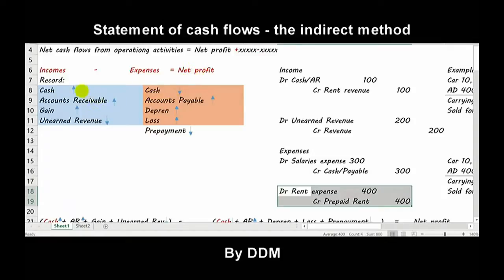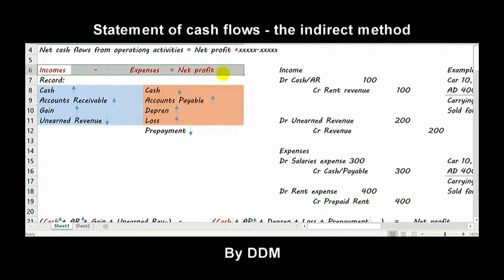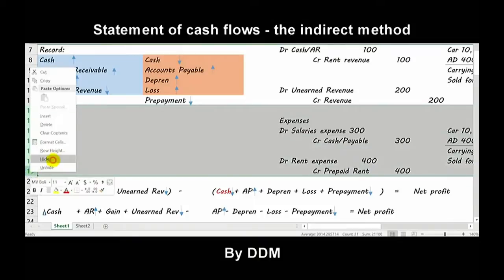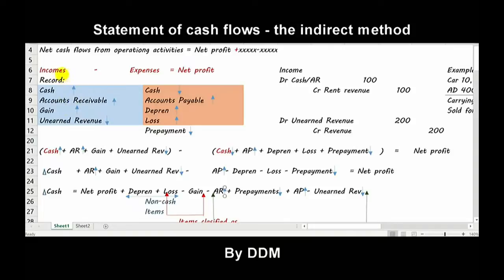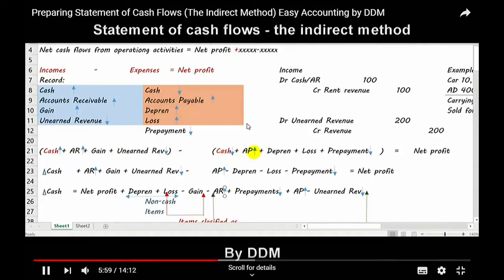Next step is we can substitute these items and these items into this magical equation. Let's hide these for now. So after we substitute these items into this equation to replace incomes, and we substitute these items into the equation to replace expenses, the equation looks like this. The increase in cash plus the increase in accounts receivable plus gain plus the decrease in unearned revenue minus the decrease in cash plus the increase in accounts payable plus depreciation plus loss plus the decrease in prepayment equals net profit.